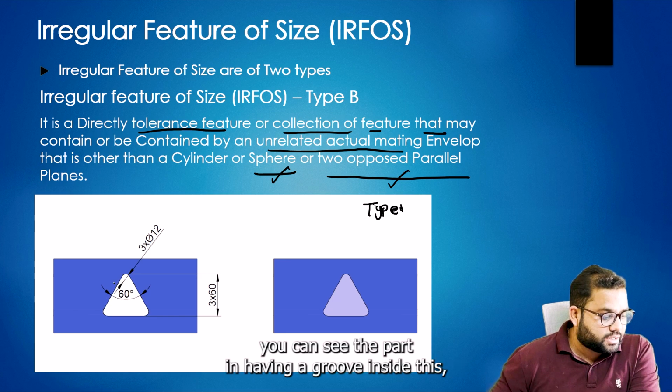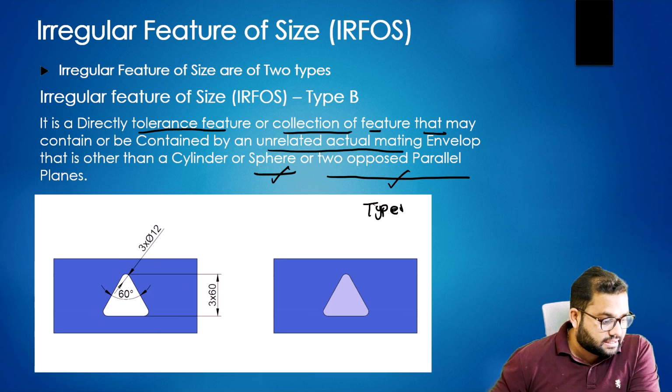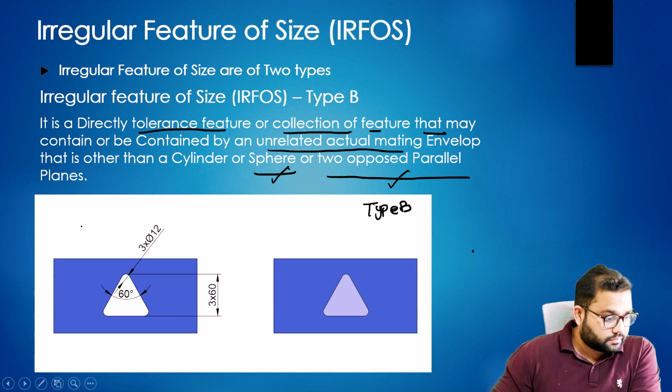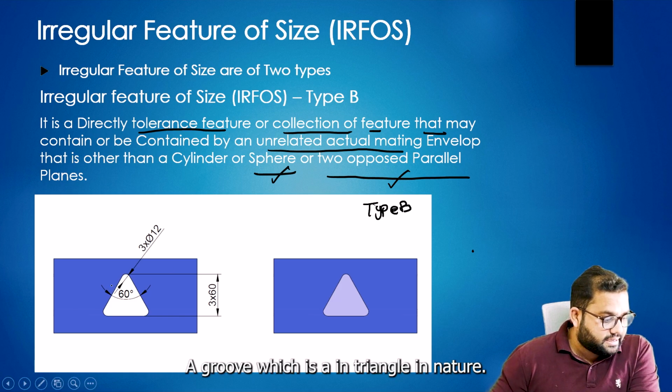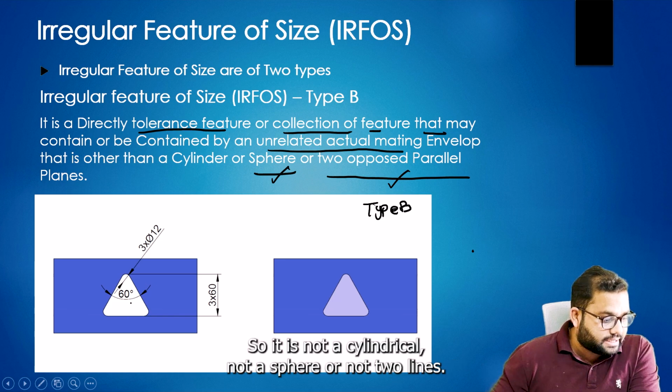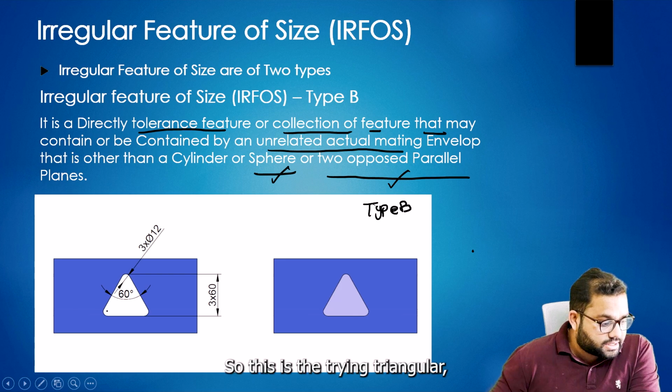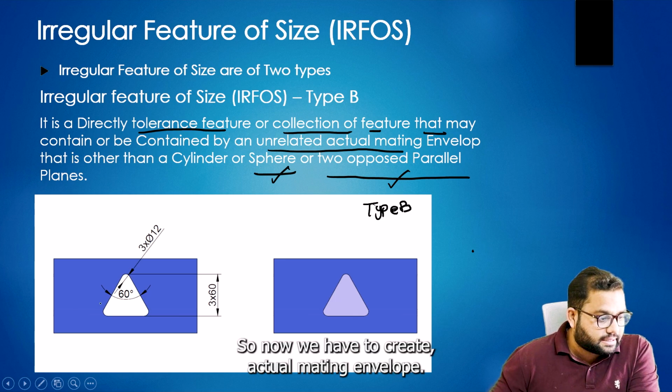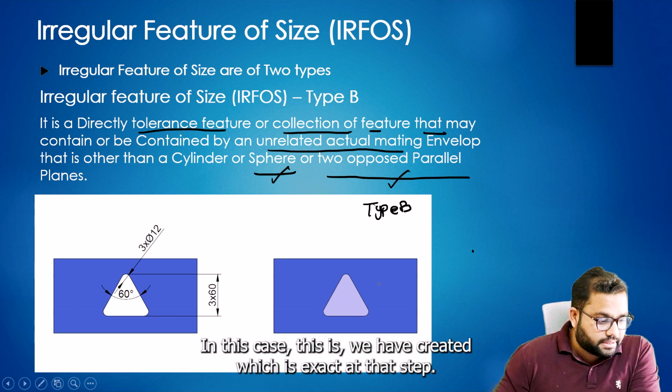So in this case, you can see the part is having a groove inside, a groove which is triangular in nature. So it is not a cylinder nor a sphere nor two opposed lines. So this is a triangular surface. Now we have to create an actual mating envelope. In this case, this is what we have created, which is exactly that shape.